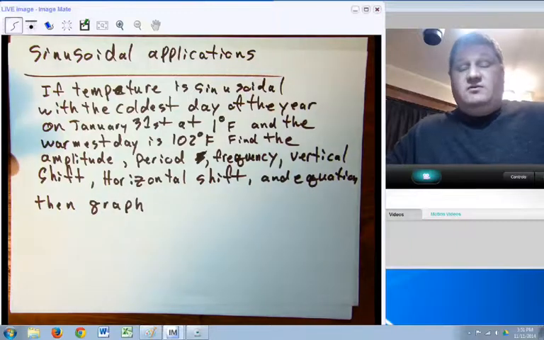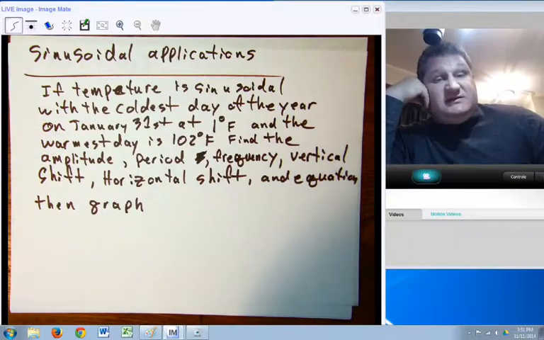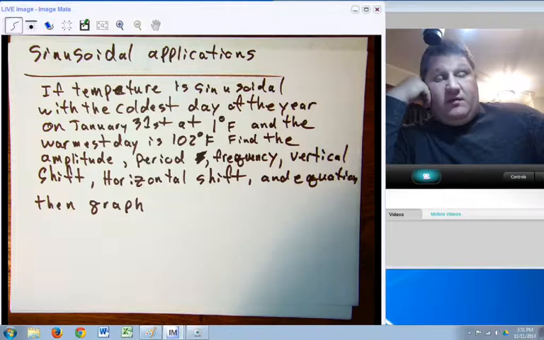Okay, let's go ahead and talk about some applications of sine and cosine waves, because it's one thing to just graph it, be able to throw it into a calculator, but most of the time what you're going to have is data that you're going to have to turn into some sort of application. And so in this case we have just a very basic example.